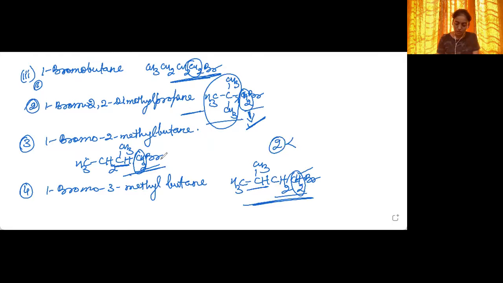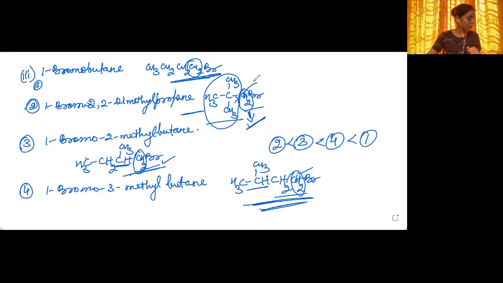At the second number, the third molecule will come. The fourth molecule will be at the third position, and the first one will be the most reactive compound towards SN2 mechanism, that is nucleophilic substitution bimolecular mechanism. So hope this is clear. Because all these were primary alkyl halides, we needed to see what is the distance of the steric hindrance from the carbon on which attack is to take place.